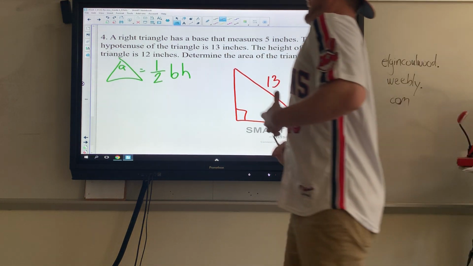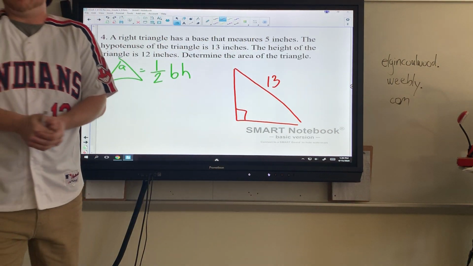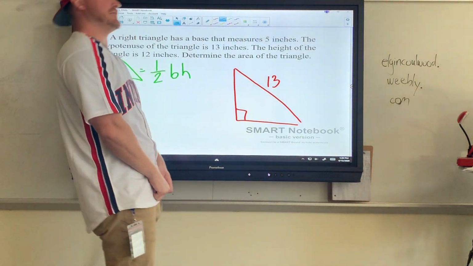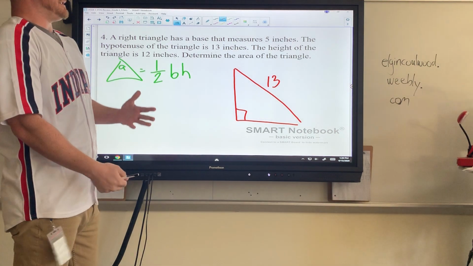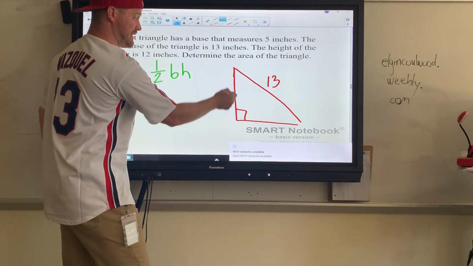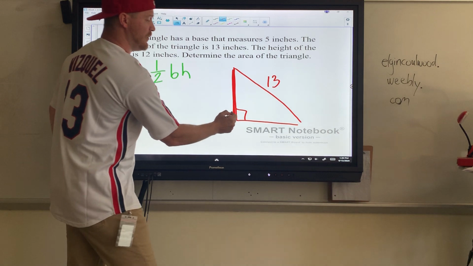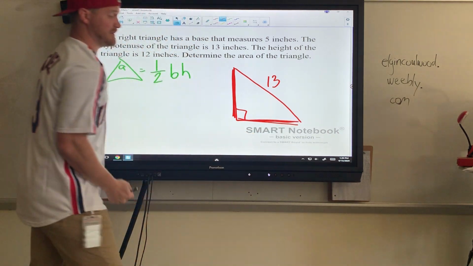Remember, when you go to the doctor and they ask for your height, they don't ask you to slant over or slouch over. They ask you to stand up nice, straight, and tall. So this is height, whatever is going straight up and down. Whatever forms the right angle is going to be used for the base and the height.